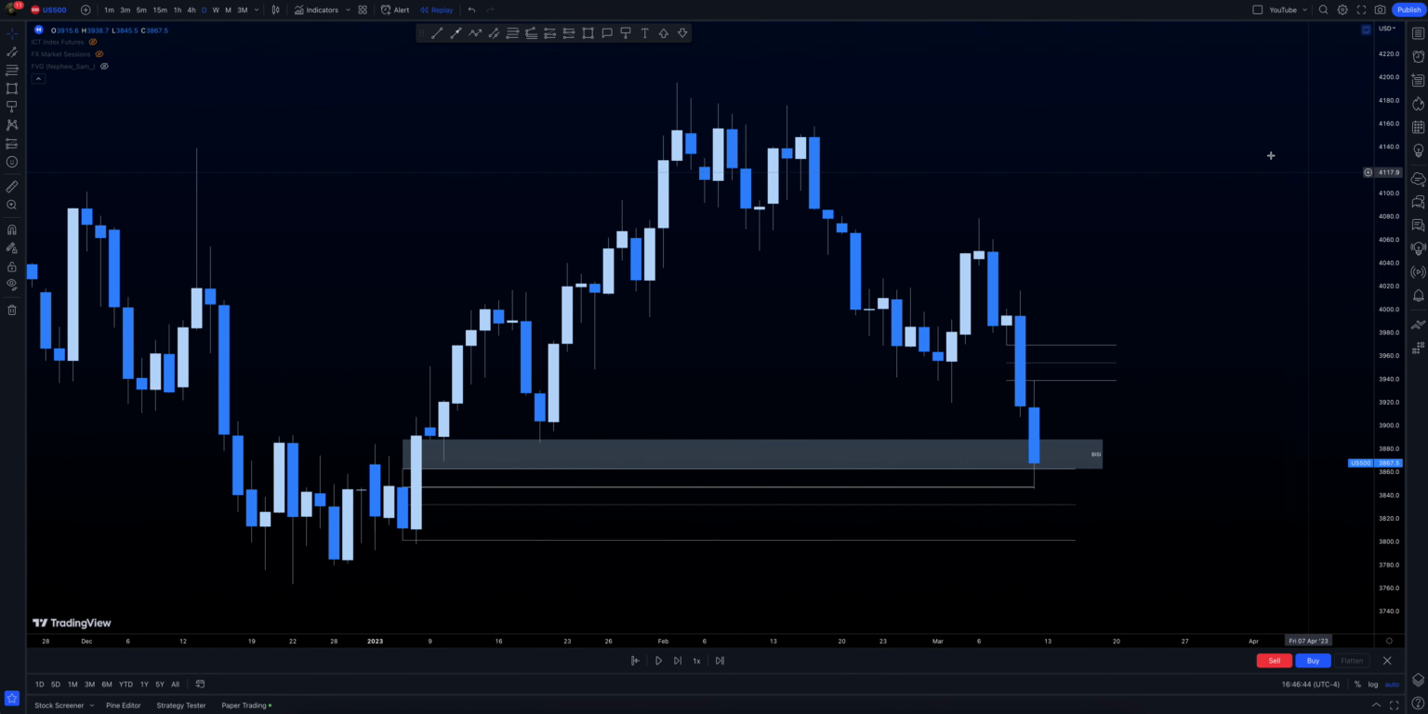So what I want you to do is pause the video at this moment in time and draw on these key levels here. We've actually got this bullish order block, which is the entire candle. We've got the high to the low, and then we've also got the mean threshold. Draw that out in time.